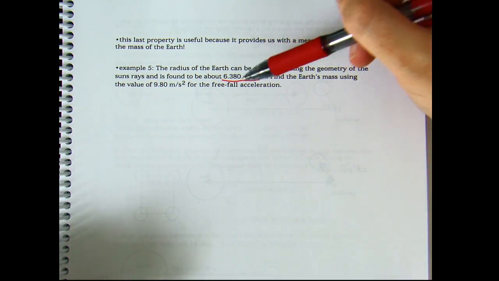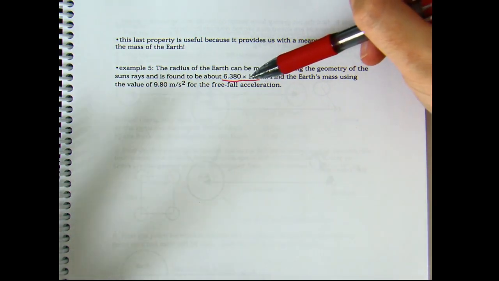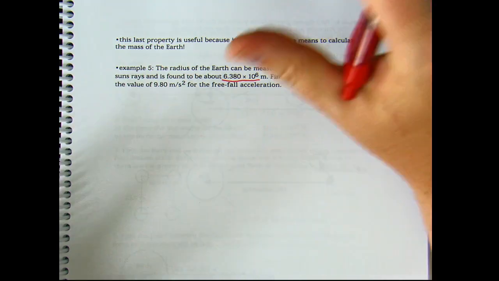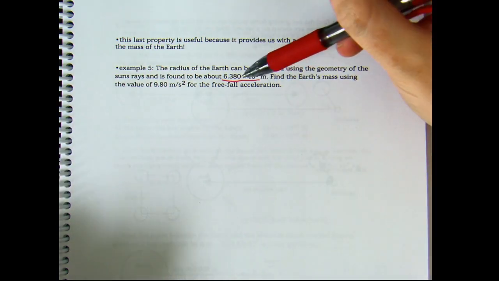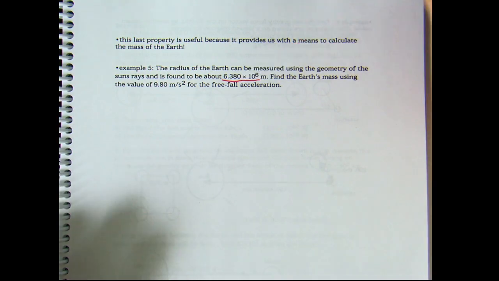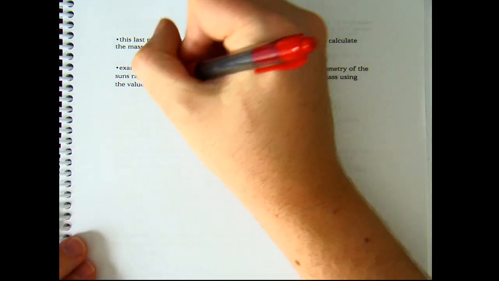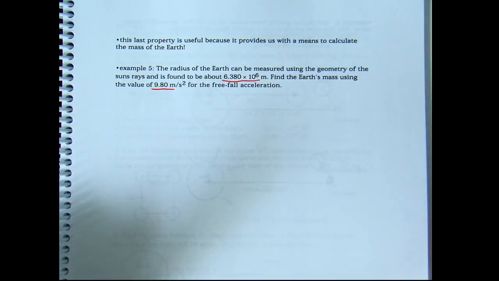So using this measure, we've measured it a whole lot more accurately since then, with satellites and lasers and all sorts of fun stuff. But we're going to use this value, and we're going to use the fact that we know the free fall acceleration near the surface of our planet is 9.8 meters per second squared. We're going to figure out the mass of our planet.